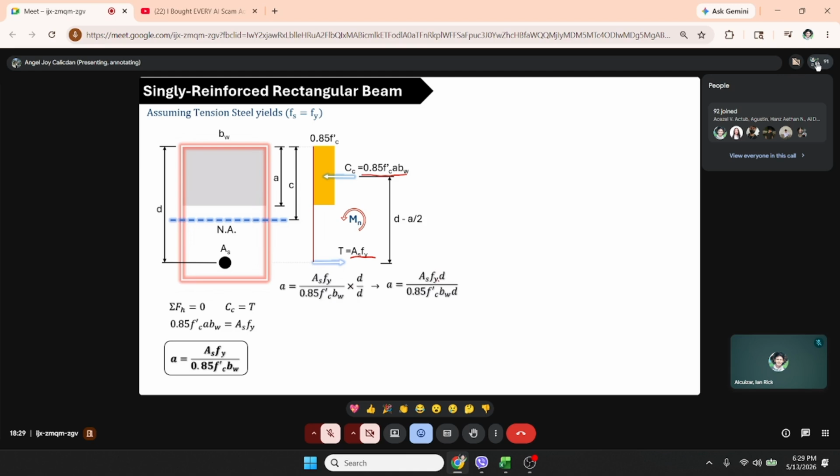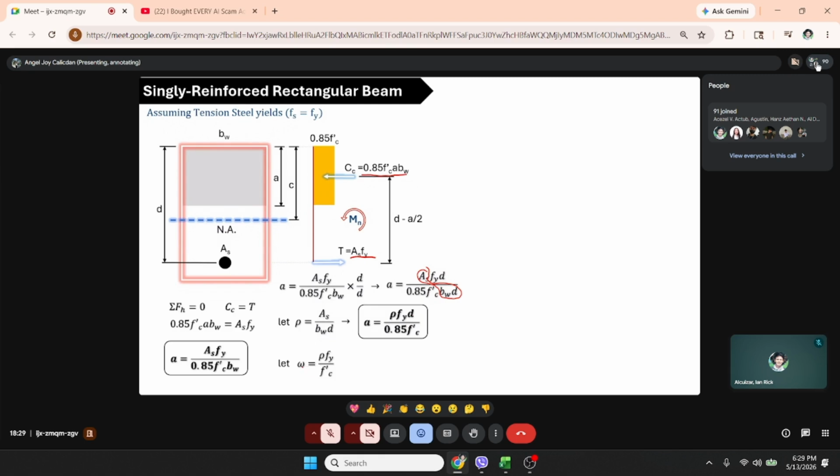we have this. And if we let rho equal to As over bw d, this rho is also called the reinforcement ratio. It is the ratio of the area of steel to the effective area of concrete. And, As is rho bw d. So, what remains is rho Fy d over 0.85 fc prime.